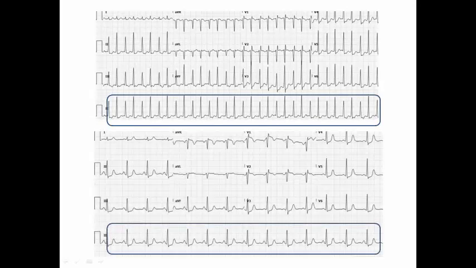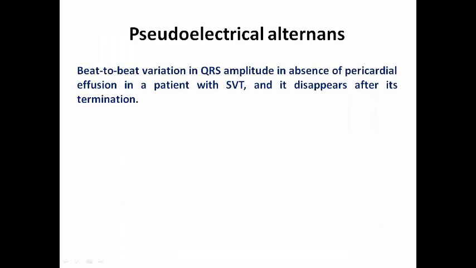Here in this example, we can see one of the characteristic features that is sometimes seen in ECG. There is an alternating variation in the complex amplitude in this strip. In lead 2 during SVT, there is a taller, then shorter, taller, shorter complex on alternate beats. After termination of this SVT, this pattern disappeared. So what is this called? This is what we call pseudoelectrical alternans. It is a peak-to-peak variation in the QRS amplitude in the absence of pericardial effusion in patients with SVT, and when you terminate the SVT, it disappears.